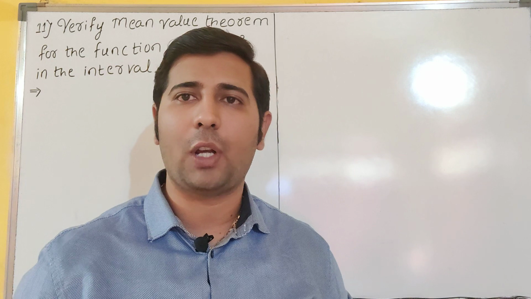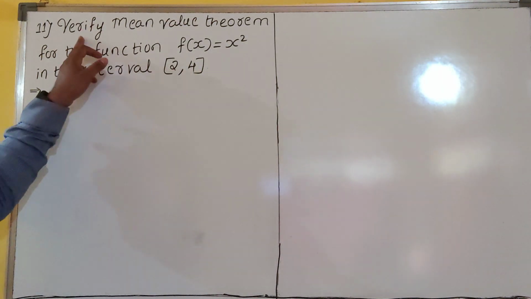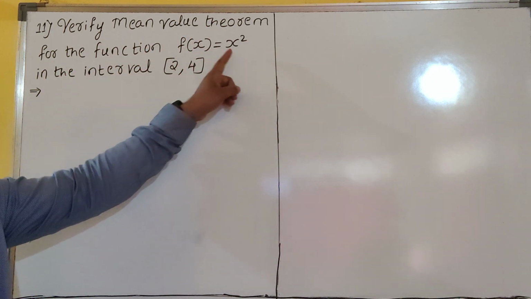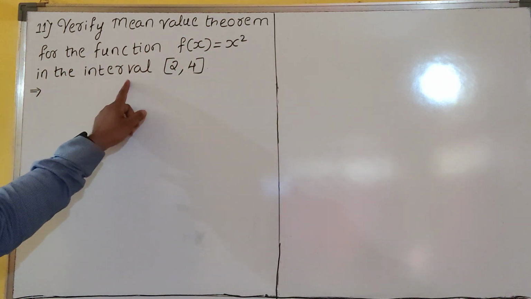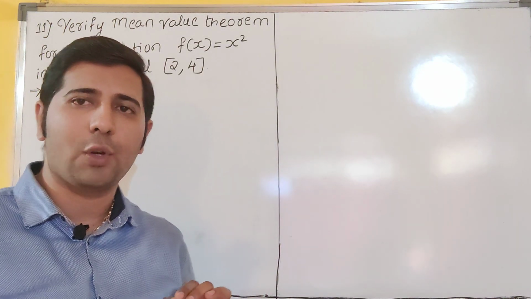In the last class we have solved question number 9 and 10. Now let us see the next question, dear students. Verify mean value theorem for the function f of x is equal to x square in the interval 2, 4. So try to understand this question.